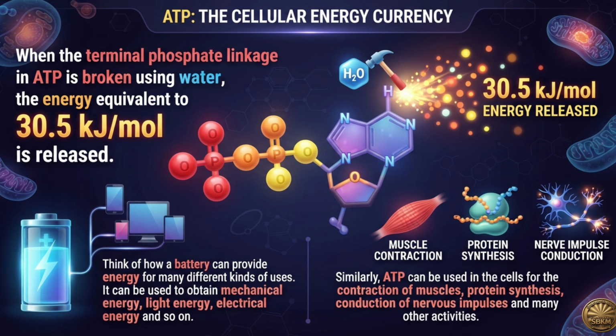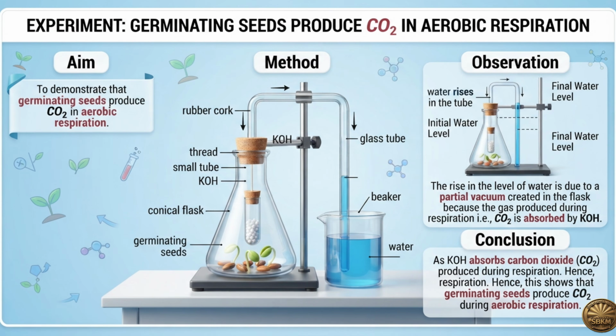When the terminal phosphate linkage in ATP is broken using water, the energy equivalent to 30.5 kJ per mole is released. Think of how a battery can provide energy for many different kinds of uses. It can be used to obtain mechanical energy, light energy, electrical energy, and so on. Similarly, ATP can be used in the cells for the contraction of muscles, protein synthesis, conduction of nervous impulses, and many other activities.